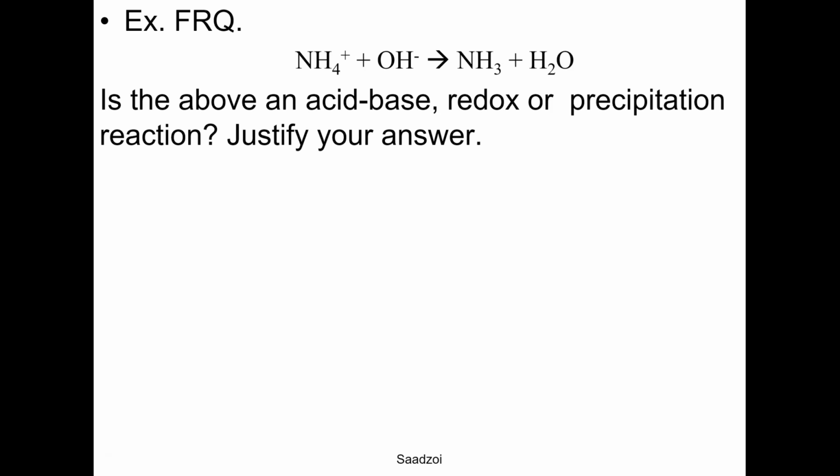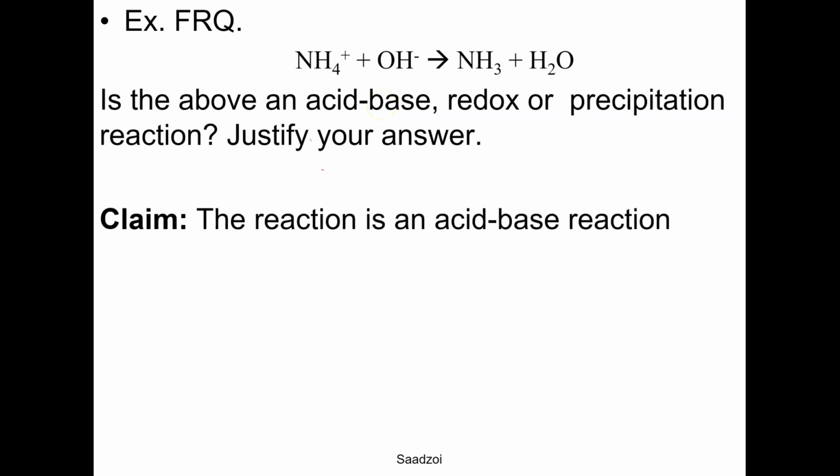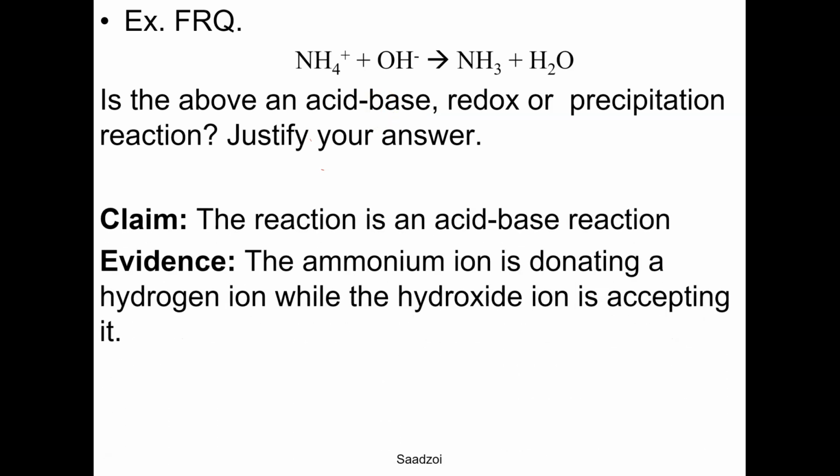So here's an example. Is the above an acid-base, redox, or precipitation reaction? So what are we looking for? It's not redox. Even though there's charges involved, no charges are changing. You can't recognize that without doing the oxidation states, but trust me. There's no precipitate because there's no solid being produced. So what we have left is acid-base. So the claim: the reaction is acid-base. Great. Evidence: the ammonium ion is donating a hydrogen ion while the hydroxide ion is accepting it. So all you're doing is citing what you're seeing that helps you identify it as an acid-base reaction.